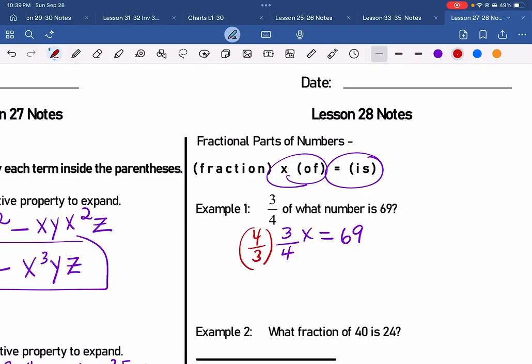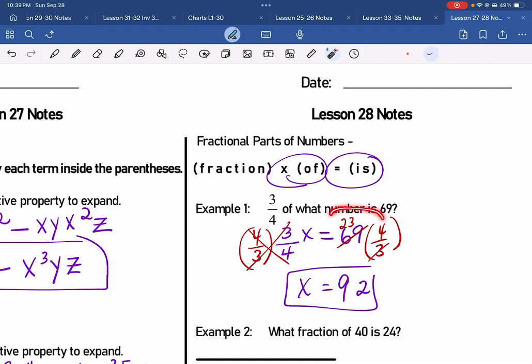So we have 4/3 and 4/3, right? So it goes away there. And this works out nicely because this can cross reduce. 3 can go into 69 23 times. So then we can do x equals 4 times 3 is 12, 1, 8, 92. So all I did was 23 times 4, which is 92.